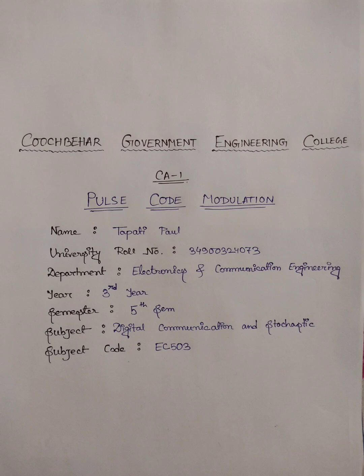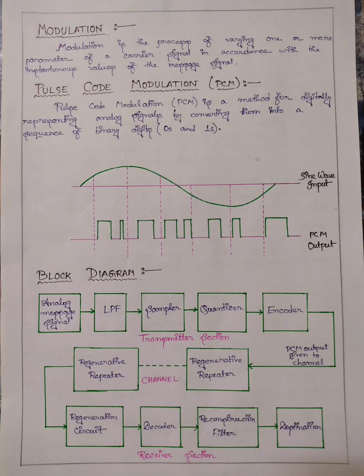Today I am going to give a presentation about pulse code modulation. So let's start. Firstly, we need to know what modulation is. Modulation is the process of varying one or more parameters of a carrier signal in accordance with the instantaneous value of the message signal. Now let's get into the topic, pulse code modulation.